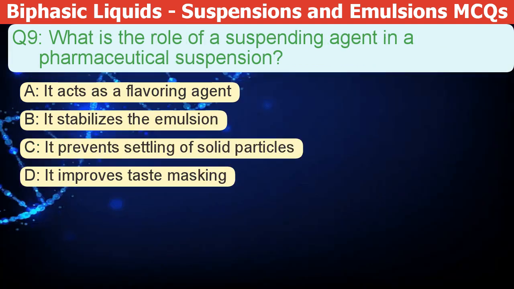What is the role of a suspending agent in a pharmaceutical suspension? A. It acts as a flavoring agent. B. It stabilizes the emulsion. C. It prevents settling of solid particles. D. It improves taste masking.